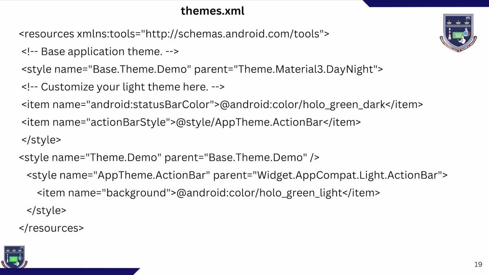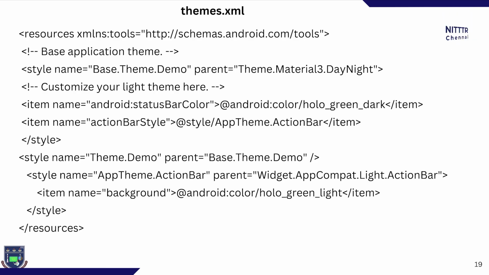Here we have a set of themes also, and the first statement is style name equal to Theme.Demo. Then we have a parent also. Here we have to use the parent theme. This theme is applied to the application, and at the same time it inherits all the properties from Base.Theme.Demo. So this is the parent one.